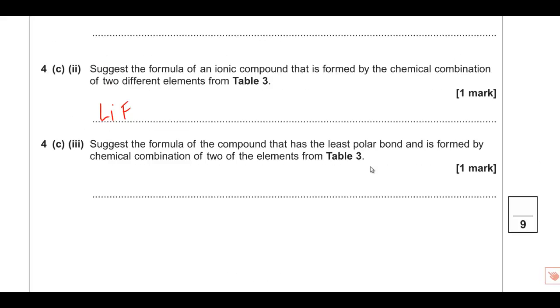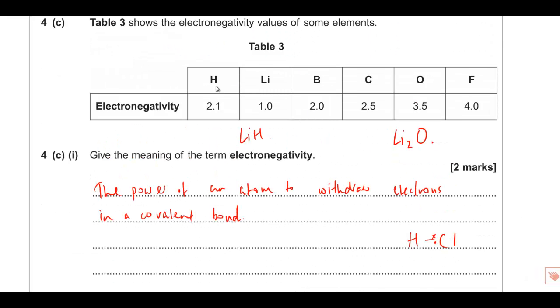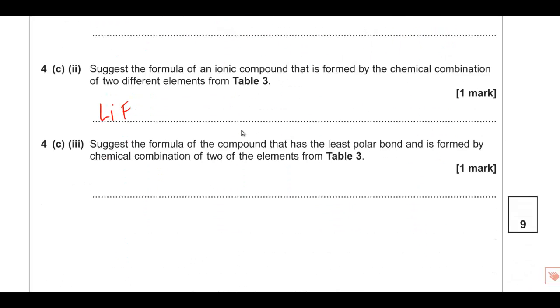Nice, easy one. So it's the formula of the compound that has the least polar bond and is formed by a chemical combination of 2 elements from table 3. Least polar means the closest electronegativity, so it's going to be this one and this one. Standard BH3 as a result. So we're looking at boron having those 3 electrons in its outer shell, therefore 3 bonds are going to be made. It doesn't complete it, it's a bit of a weird one like that, but that doesn't matter. 3 bonds being made to our hydrogen. They're similar to nitrogen. 1 more mark, and that's our 9 marks out of the way now.